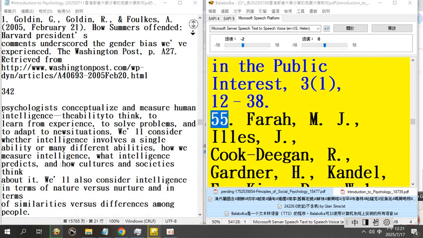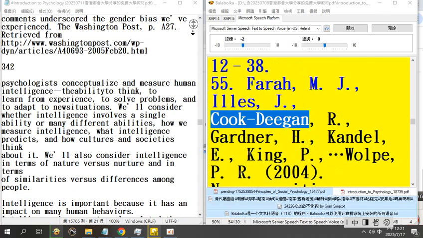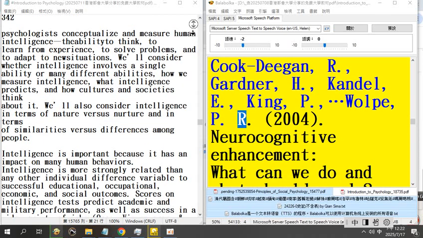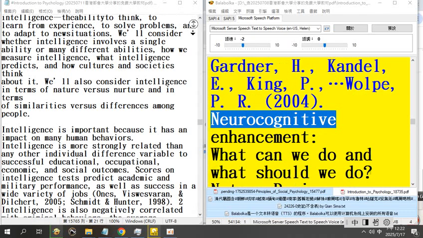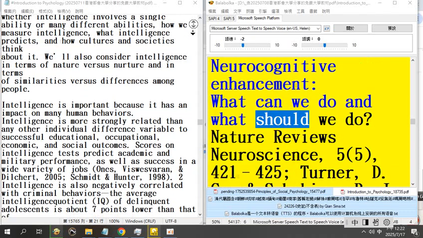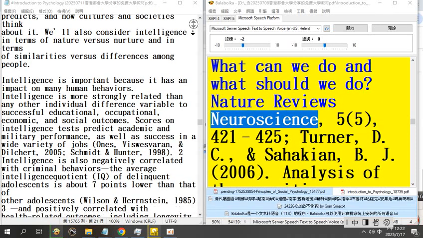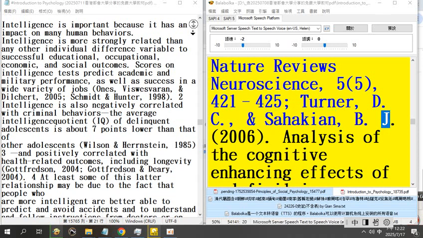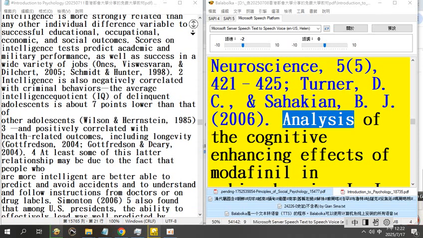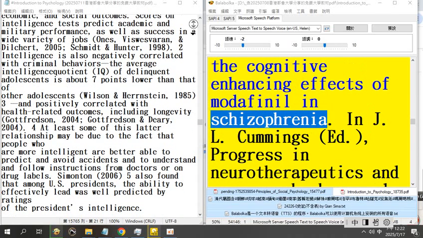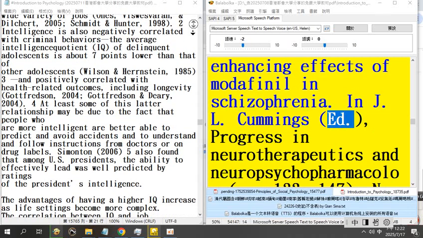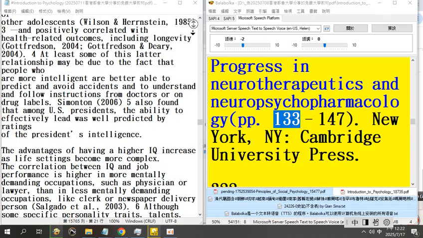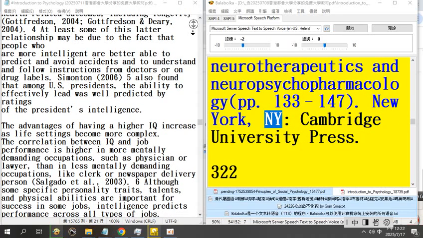55. Farah, M.J., Illes, J., Cook-Deegan, R., Gardner, H., Kandel, E., King, P., Wolpe, P.R. 2004. Neurocognitive Enhancement: What can we do and what should we do? Nature Reviews Neuroscience, 5, 421-425. Turner, D.C., and Sahakian, B.J. 2006. Analysis of the cognitive enhancing effects of modafinil in schizophrenia. In J. L. Cummings, editor, Progress in Neurotherapeutics and Neuropsychopharmacology, pages 133-147. New York, New York: Cambridge University Press.